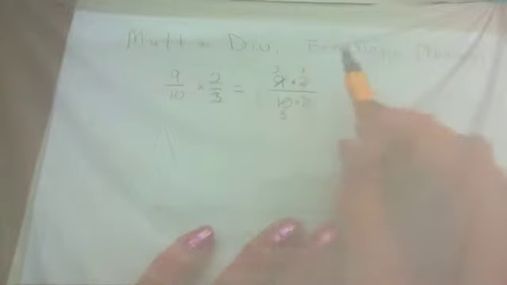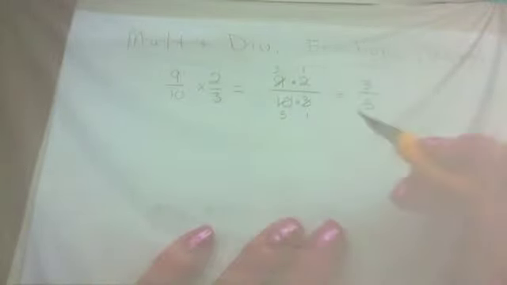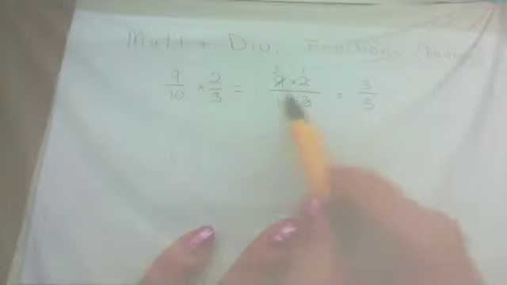I could have multiplied this and got 18 over 30, and then I would have still ended up taking a 2 and a 3 out, a 6 out, but this way I didn't have to do the math and then reduce it. All I needed to do is simplify before I multiply. Alright, so let's try another one.